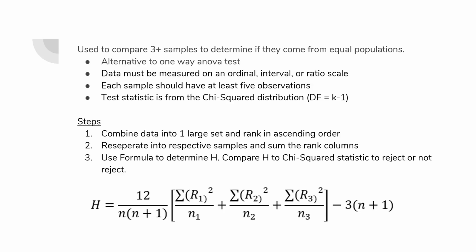Your data must be measured on an ordinal, interval, or ratio scale. Each sample should have at least 5 observations. The test statistic will be from the chi-squared distribution. So the steps to doing the actual test: first you combine the data into one large set and rank everything in ascending order. Then you re-separate into respective samples and sum the rank columns. Then you plug those values into the formula to determine H. You compare H to the chi-squared statistic to reject or not reject your hypothesis.